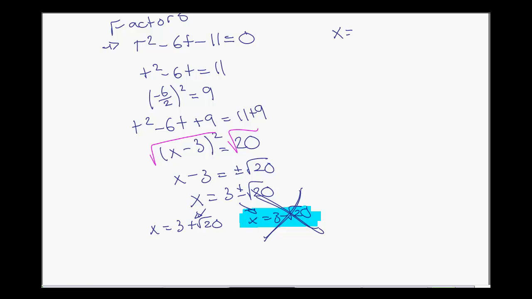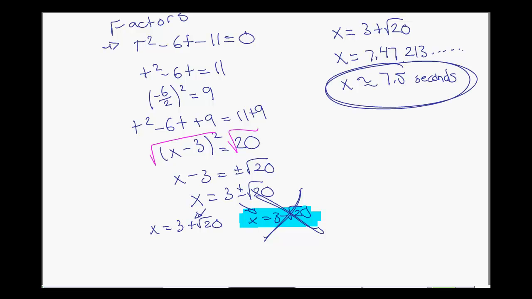So solving, we get t equals 3 plus square root 20, which equals 7.47213, etc. And to the nearest tenth, t is approximately 7.5 seconds. So the stone hits the water approximately 7.5 seconds after being thrown.